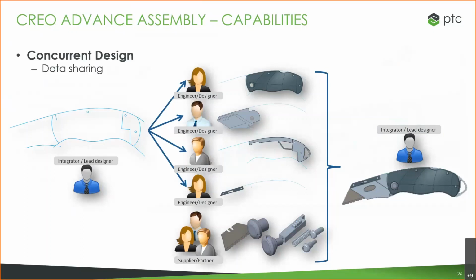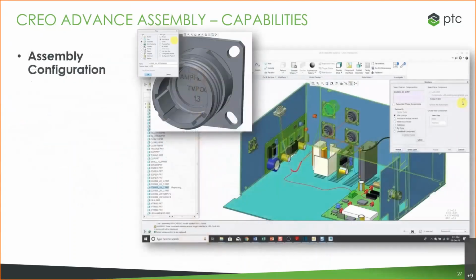So this would be under the data sharing, and then we have inheritance models as well. Inheritance models are one-way associativity. So if you're planning something for manufacturing or simplifying for analysis, whatever it might be, changes made to the master copy are going to update the inheritance model, but changes made to that inheritance model won't push back to the master model.